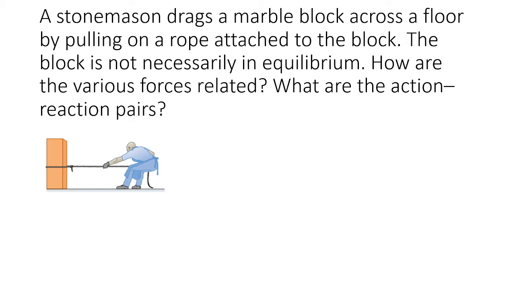As you can see here, there are a lot of forces that can be studied. But in the same sense, these are the reaction pairs that we can see. Our first reaction pair is the force exerted by the rope on the man and the force exerted by the stonemason on the rope. We also have the force exerted by the brick on the rope, and the force exerted by the rope on the brick.